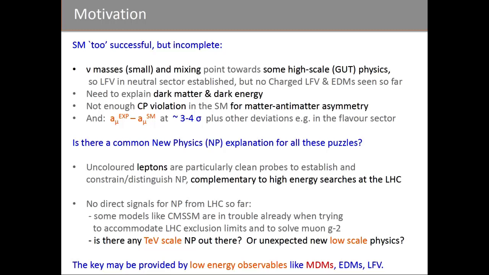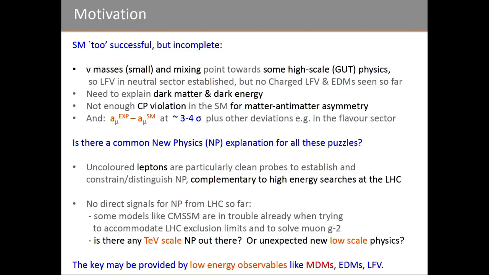And I think that the uncolored leptons could provide a particularly clean probe to establish and possibly constrain or even distinguish new physics scenarios. And they are, of course, very complementary to all the searches that are done at the LHC. So far, no new physics has been seen at the LHC. And this brings some models, like a constrained minimal supersymmetric standard model, into trouble when one tries to accommodate all the LHC exclusion limits and at the same time use these quite popular BSM extensions of the standard model to explain the puzzle that we will see in g-2 in a moment in more detail.